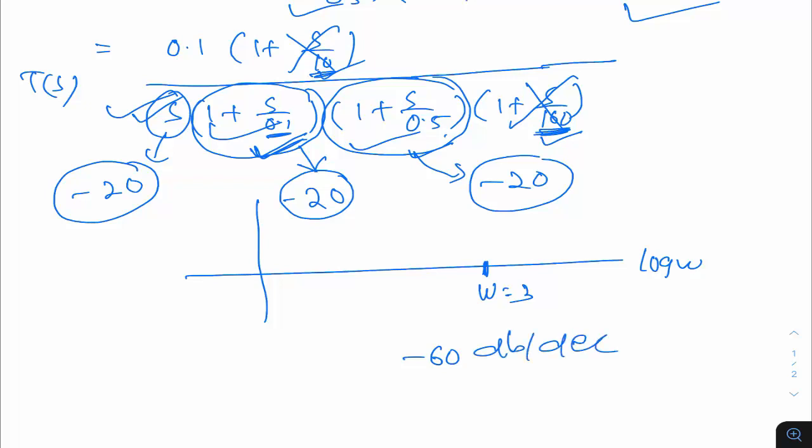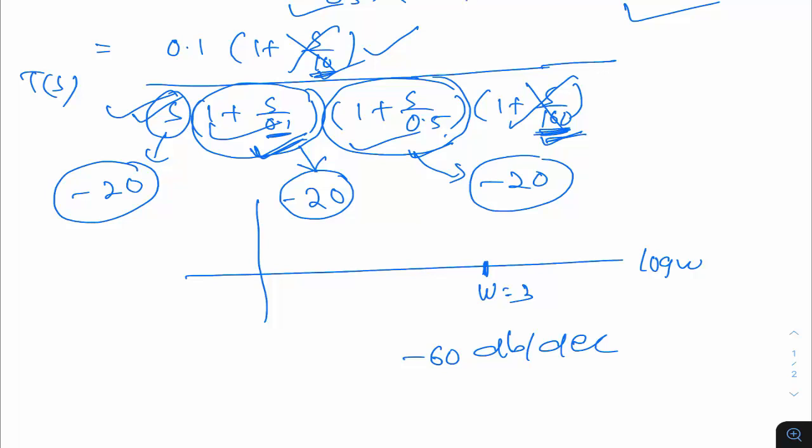This will continue like this till the next corner frequency, that is 10. At 10, again plus 20 will be added because this is a zero. Then the net slope will be minus 40. And that minus 40 will continue till 100. At 100, one more pole comes, so minus 60 again.